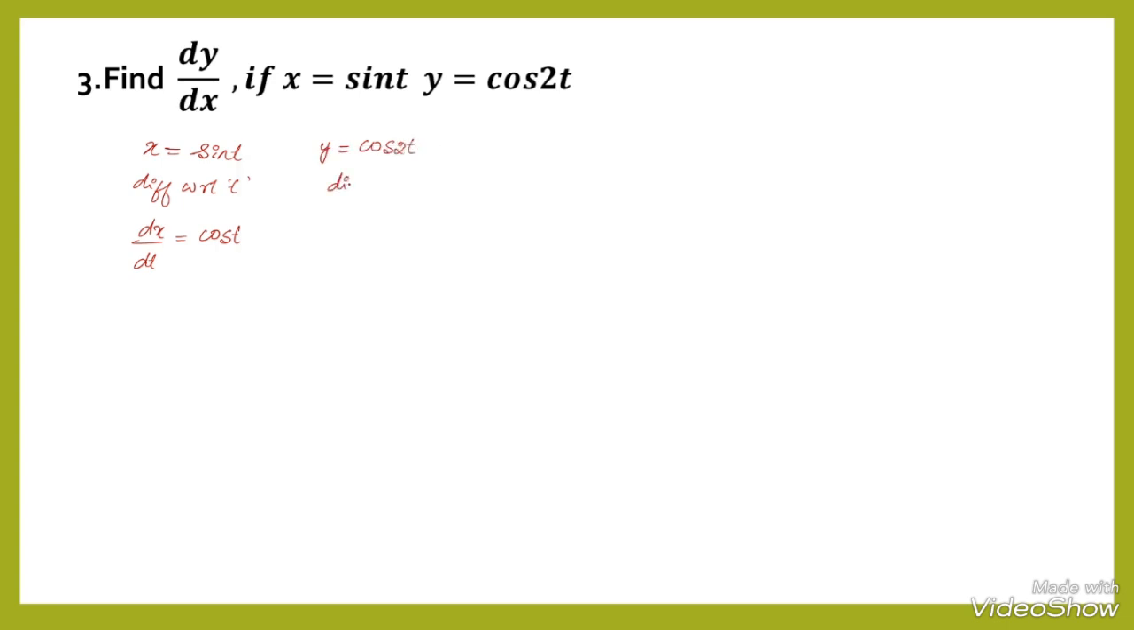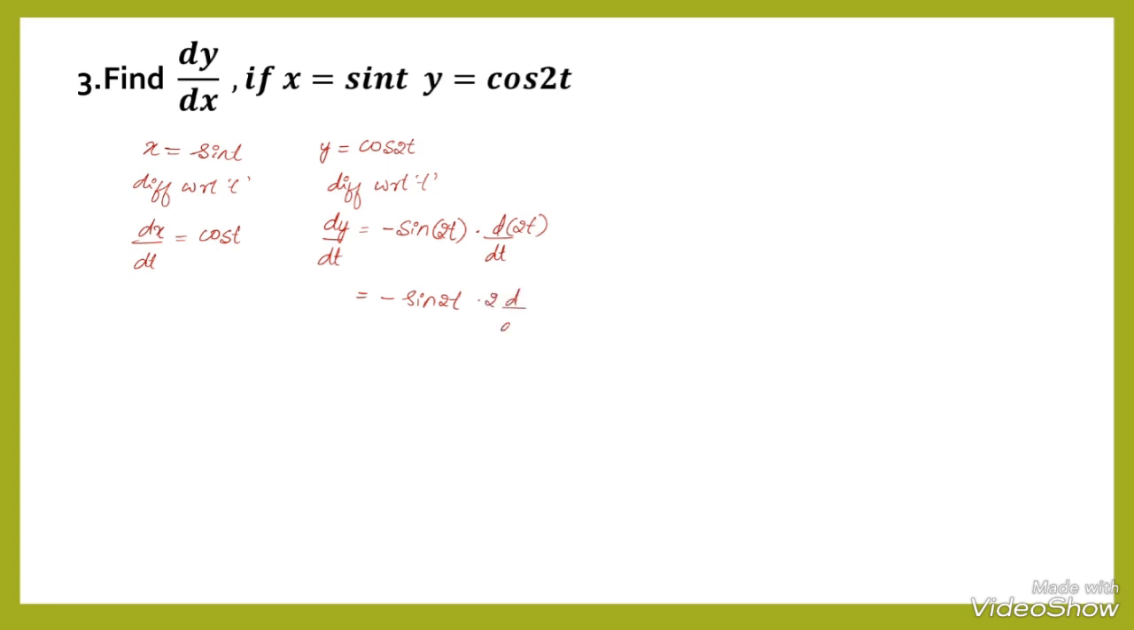Again, differentiating using the parameter with respect to theta, dy by dx is the differentiation of cos theta, which becomes minus sine theta. In place of theta, we have 2t. That's why I take differentiation again with respect to t. Then it becomes minus sine 2t into the differentiation of 2, which is a constant.